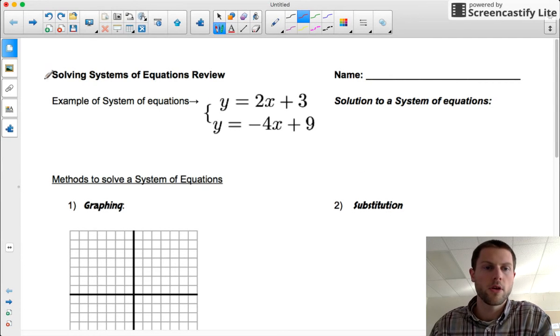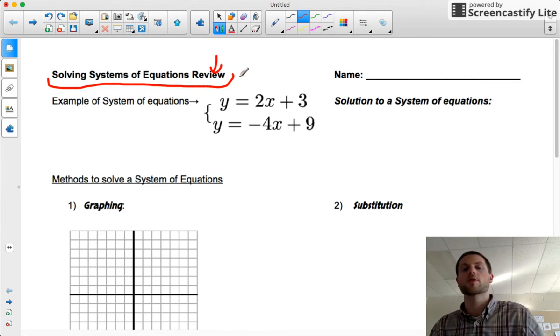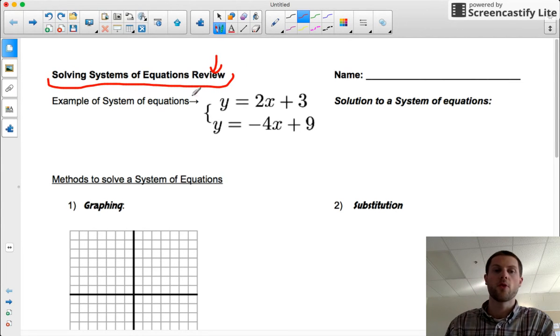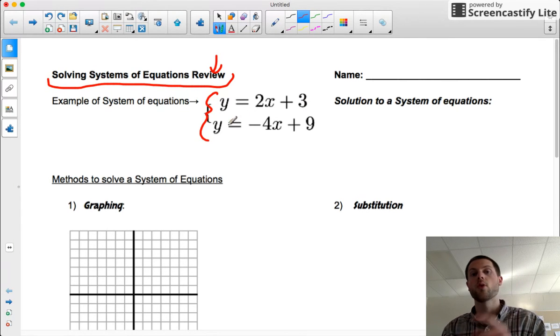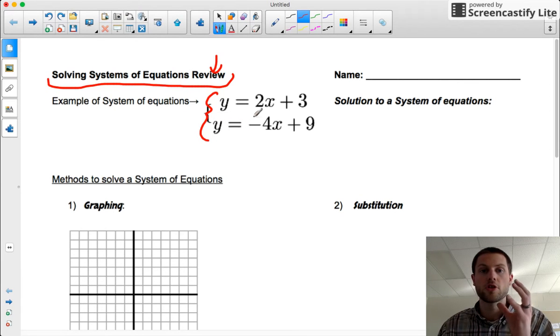All right, here we have some notes on solving systems of equations. It's actually a review, so hopefully this is something you're familiar with and have seen before. And to remind you what a system of equations looks like, a system means that we have multiple equations, not just one. And in order to solve a system, we're looking for any solution that is true for both or all of these equations. And here's what I mean.